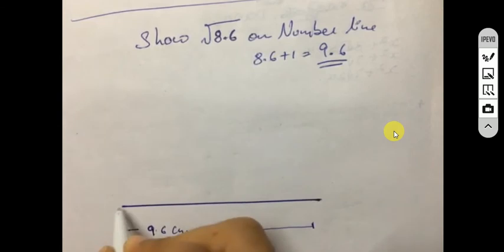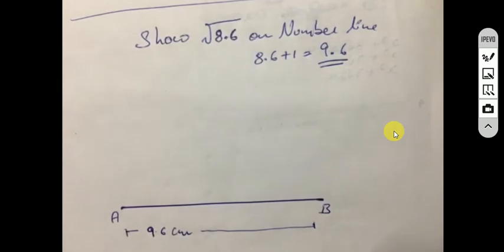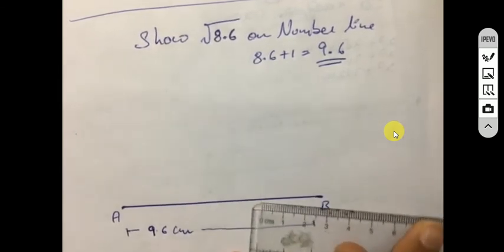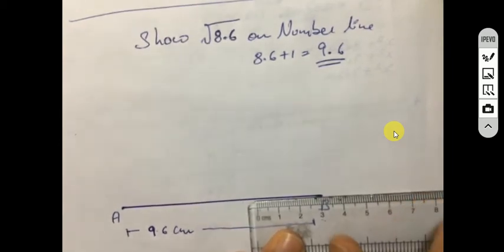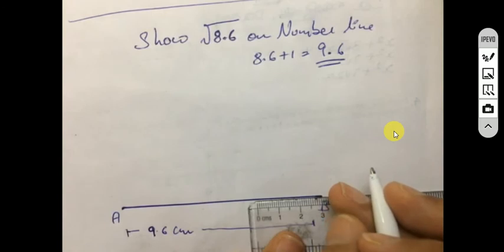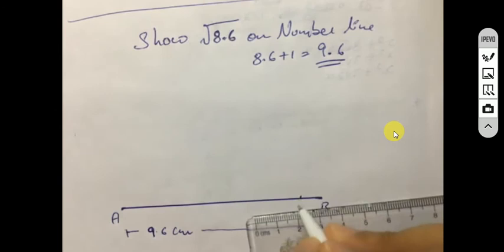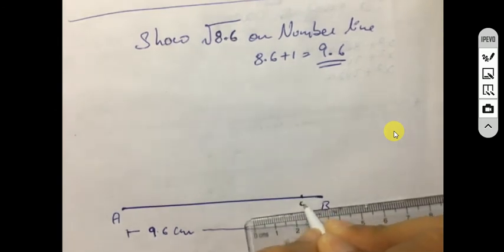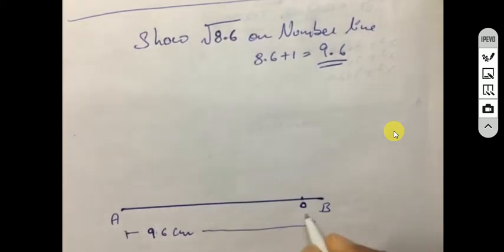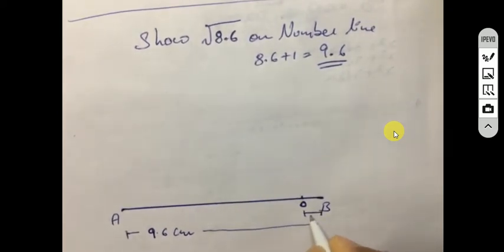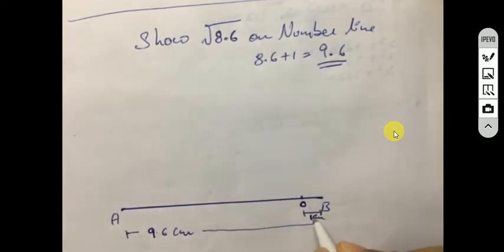Then this, I'll mark as point A, and this will be point B. From point B, I'll take 1 centimeter towards A and mark it as O. This is point O. I hope this is clear. And this measure is 1 centimeter.